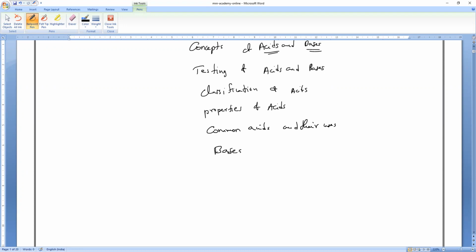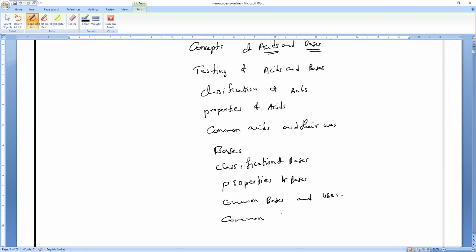Next, same way we will study bases, like acids. Classification of bases. Next, same way, properties of bases. Also, common bases and their uses. And same way, what are the common characteristics? Characteristics of acids and as well as bases.